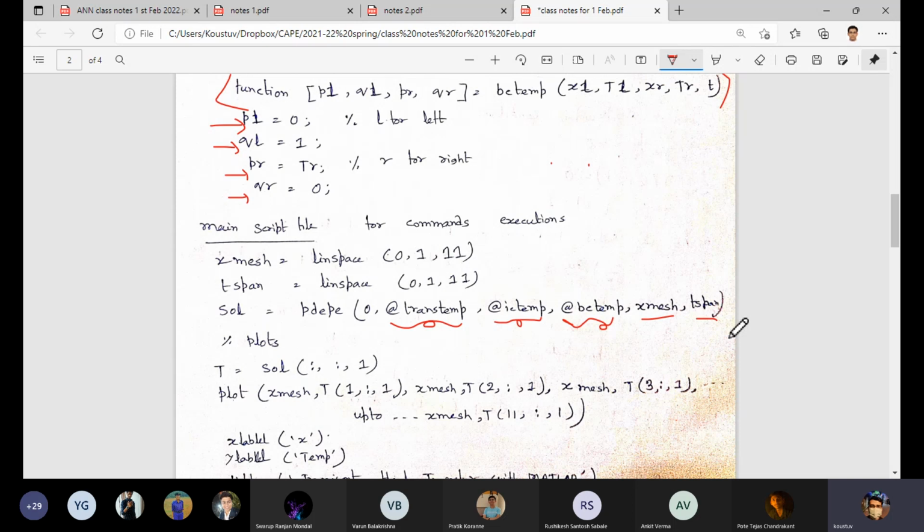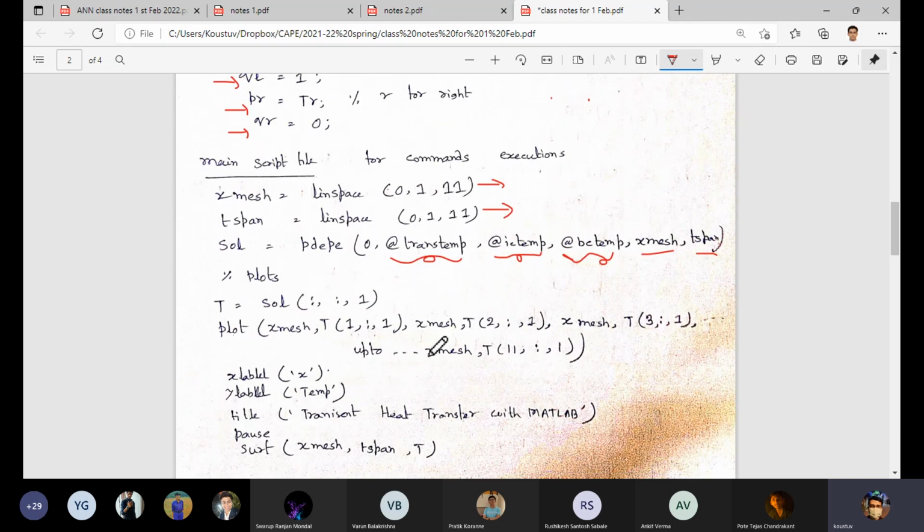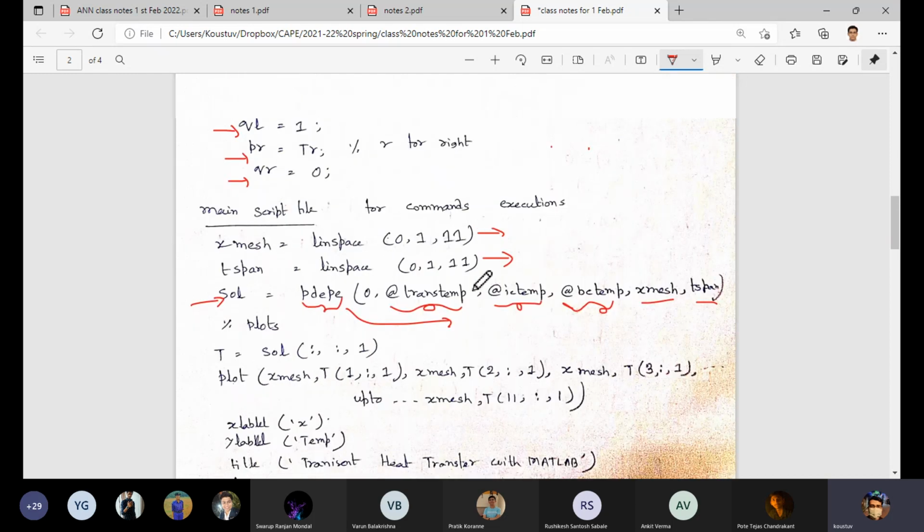And what is t-span? T-span is basically the whole time that we have. What we have done is linearly divide the whole span of time and distance into several grid points, 11 grid points, and then we look for the solutions. The solution is like this: we call the solver called pdepe, the main solver available in MATLAB for solving partial differential equations of this kind.